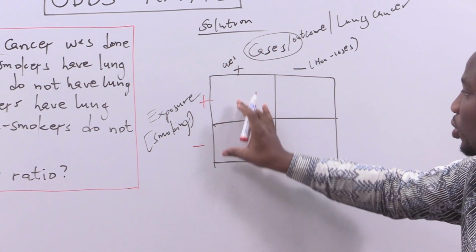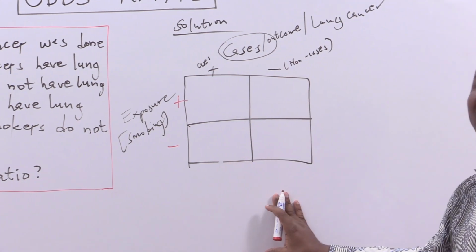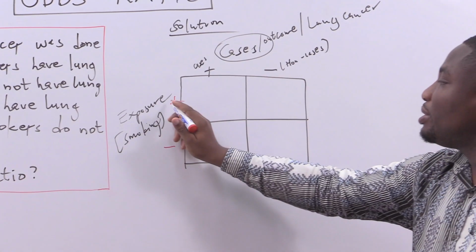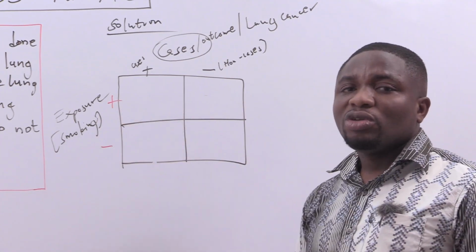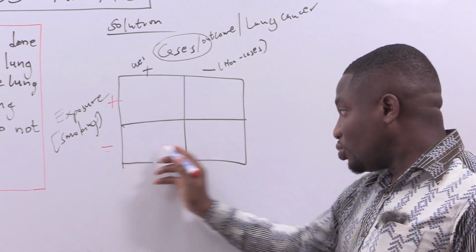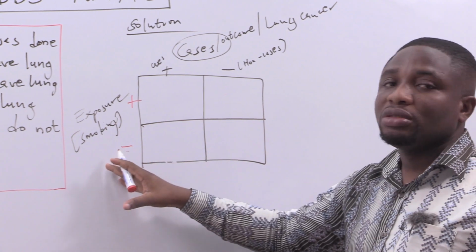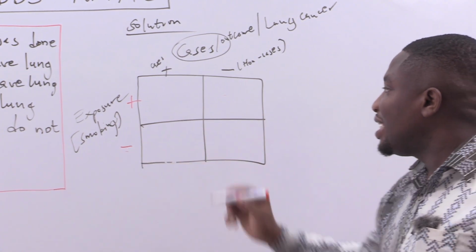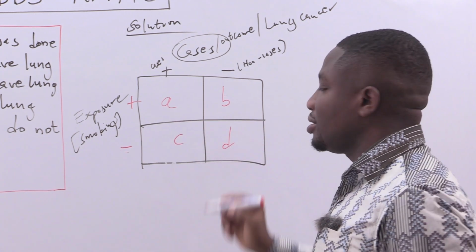So all the people in this column are the cases, and all the people in this column are the non-cases. All the people in this row are the individuals who have been exposed, meaning the individuals that smoke. Then this row is individuals who do not smoke, who have not been exposed. So we can label here as A, B, C, D.